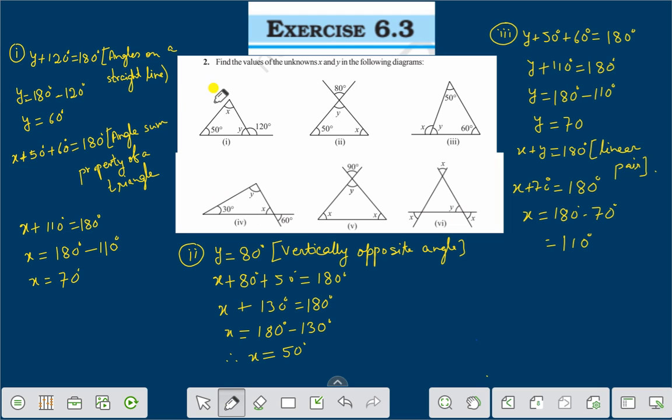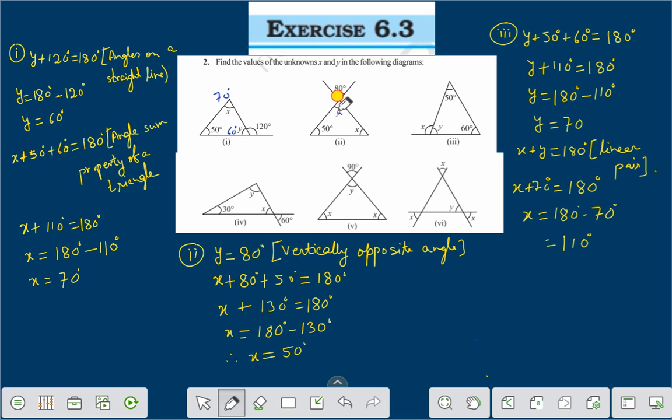Like, the first one, the value of y is 60 degree. Here it is 60 degree. And the value of x is 70 degree. Now we see 50 plus 60 is 110 plus 70, 180. Here also 60 plus 120, 180.